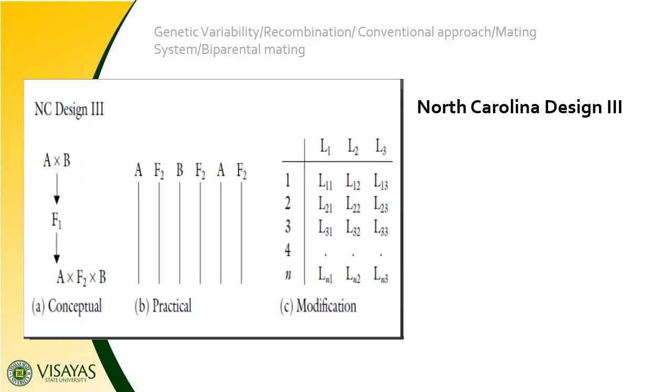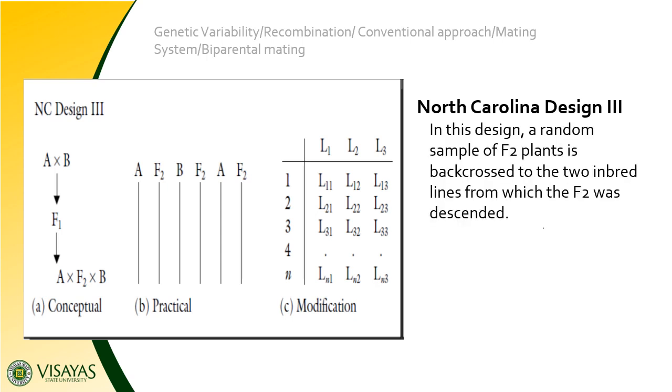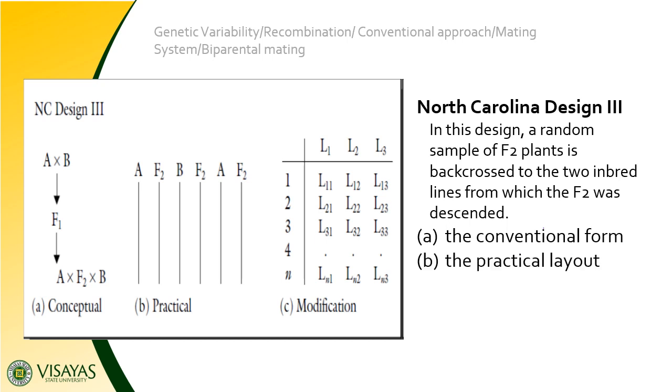So this is the third, or North Carolina design 3. In this design, a random sample of F2 plants is backcrossed to the two inbred lines from which the F2 was descended. Then in A, you have the conceptual form, in B, the practical layout, and in letter C, you have the modification.